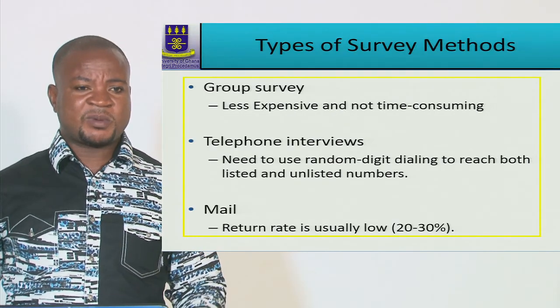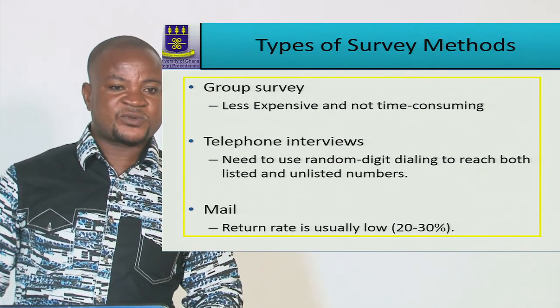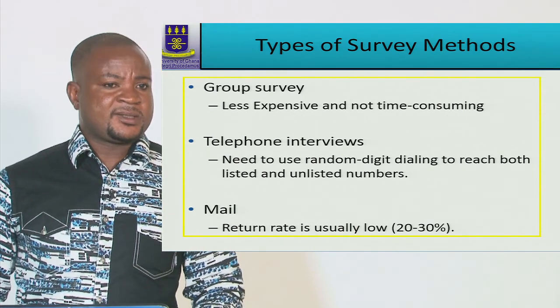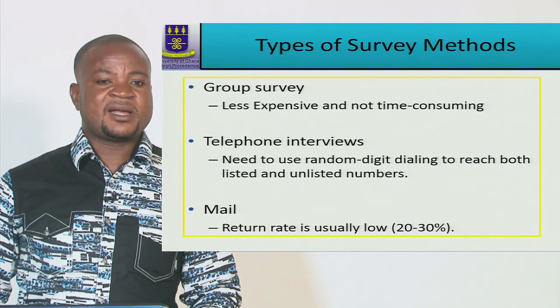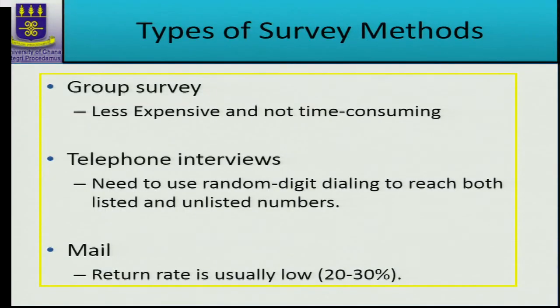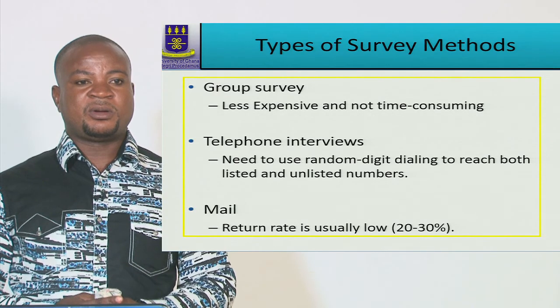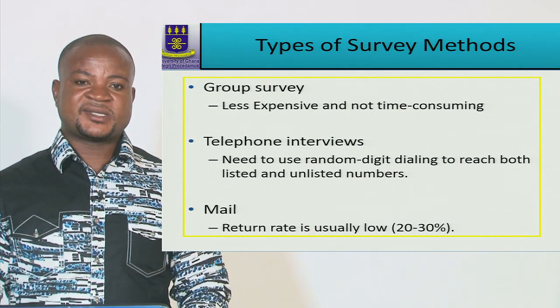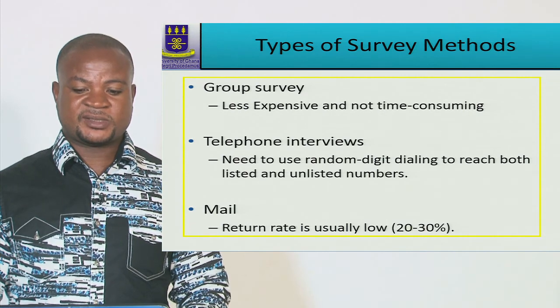We can also have group administration. Sometimes you just get to a classroom, talk to the lecturer concerned, and then you administer your questionnaire. Sometimes survey questions can be done over the telephone. You just call people randomly, find out their views and opinions about an issue of interest to you. Or sometimes you reach them by mail, either by post or by email. So these are some of the survey methods that we use.